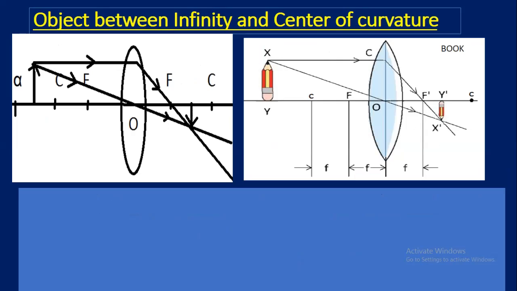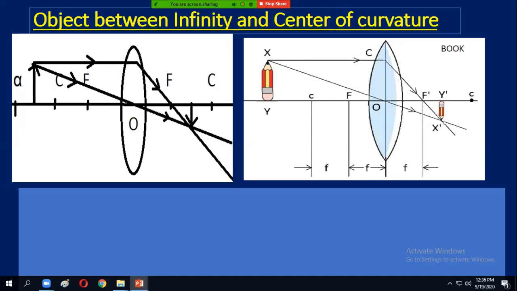To draw a diagram, we have to draw by using the rules of ray diagram. That is, if the incident ray is parallel, then the refracted ray will go through the focus, and if the incident ray goes through the optical center, then it will go through in the same way.